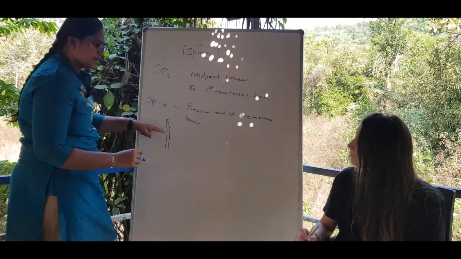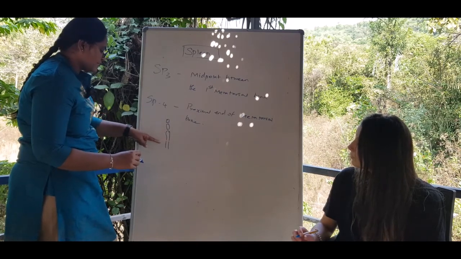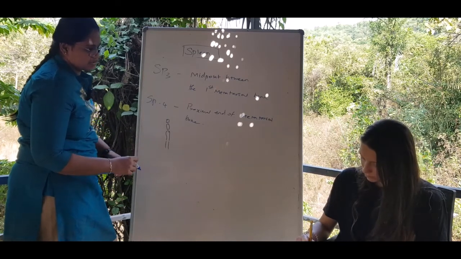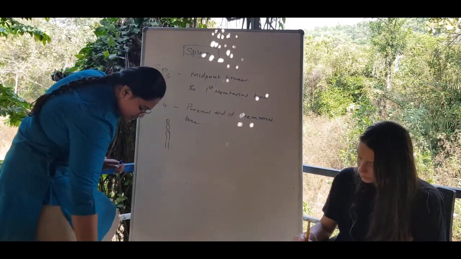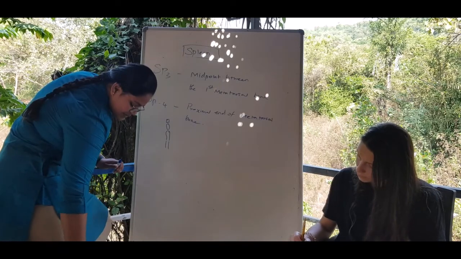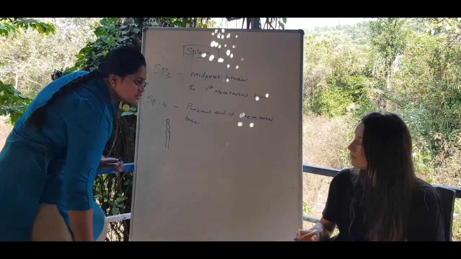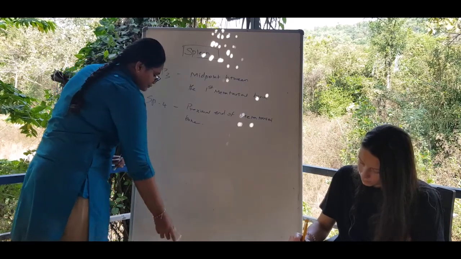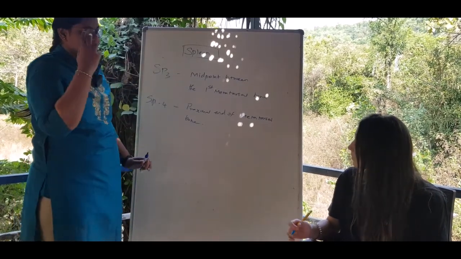This is the head of the metatarsal. This is the midpoint of the metatarsal. This is the proximal end or base of the metatarsal. In the legs you have this much length of bone. That is the metatarsal. They are longer.